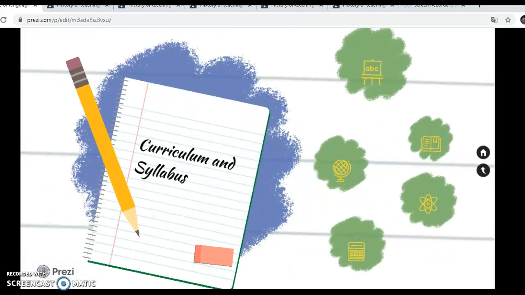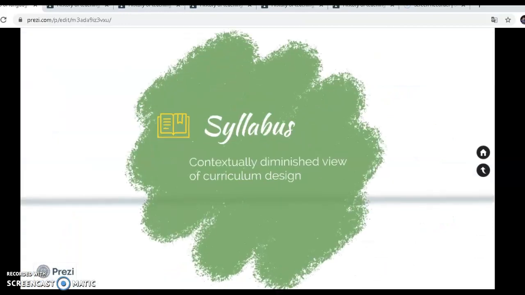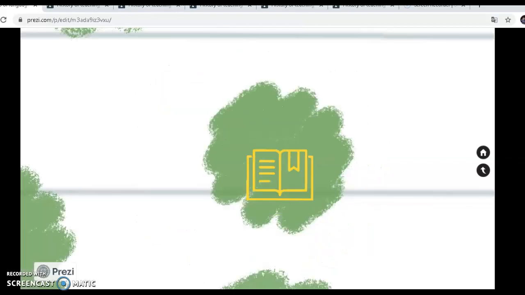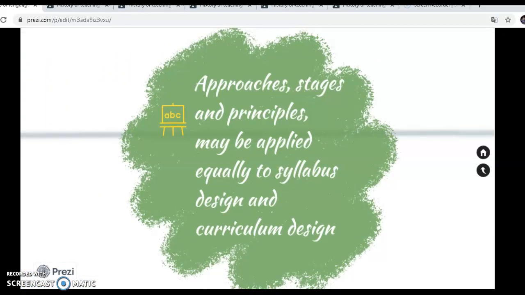We already know the definition of the early assumptions of syllabus, but what is the difference between the syllabus and curriculum? Syllabus is a contextually diminished view of curriculum design. Approach, stage, and principles may be applied equally to syllabus design and curriculum design. So, what is the difference?